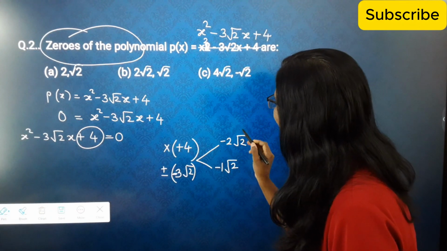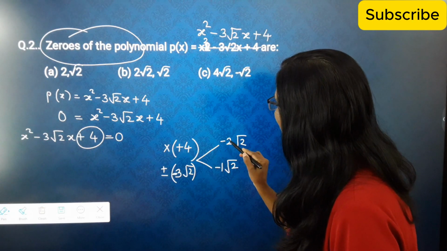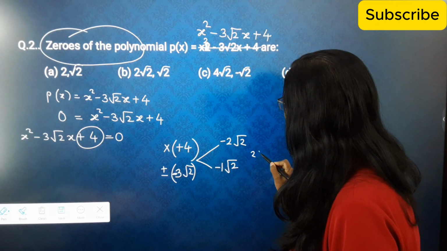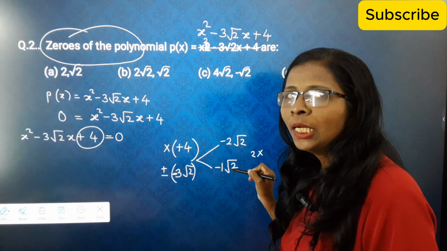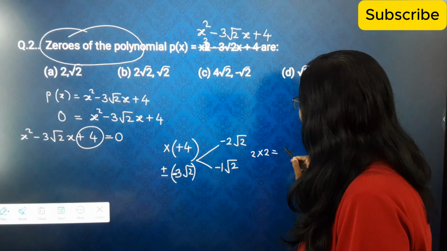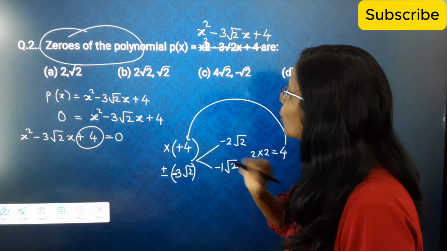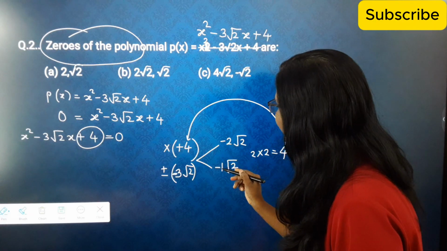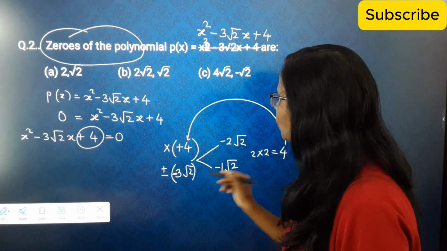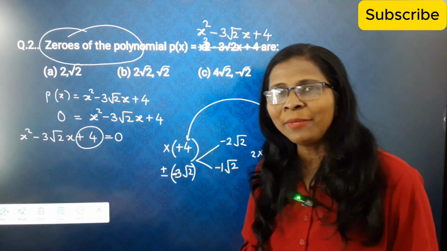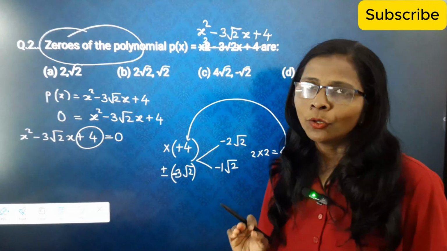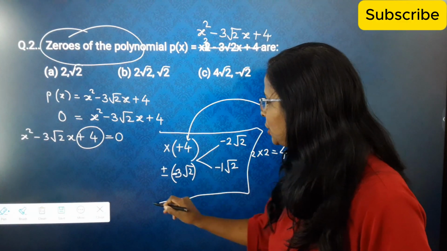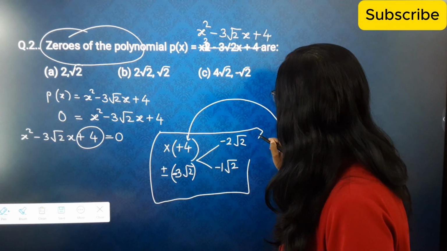See here, their product is: 2 ones are 2, negative times negative is positive. And root 2 multiply root 2 means 2. So 2 multiply 2 is 4. So the product will be positive 4. And what about the addition? Minus 2 minus 1 means minus 3, and root 2, so minus 3 root 2. So both conditions are fulfilled, and these numbers are applicable to our quadratic equation.